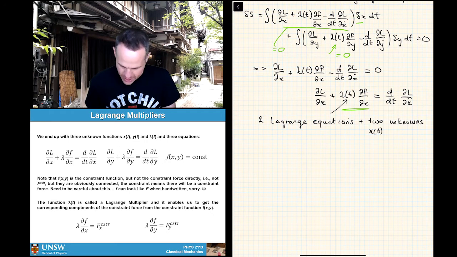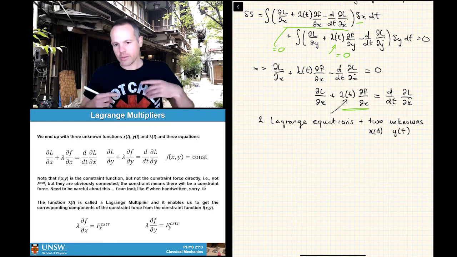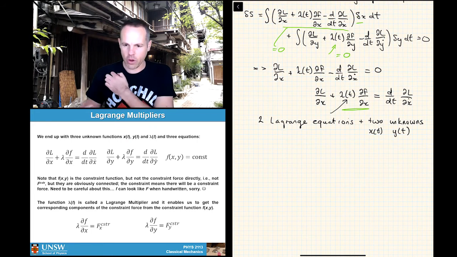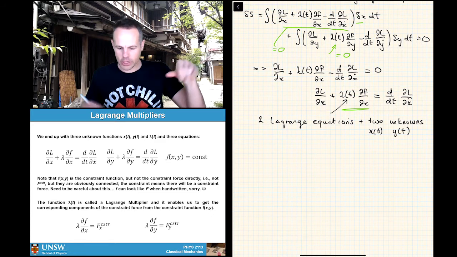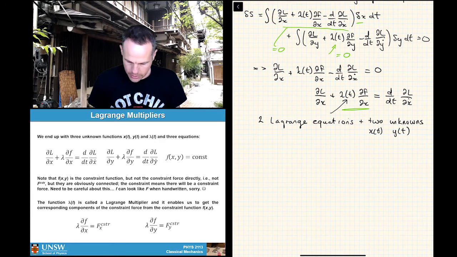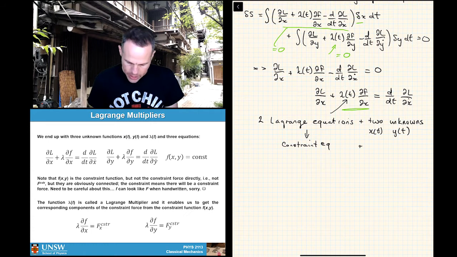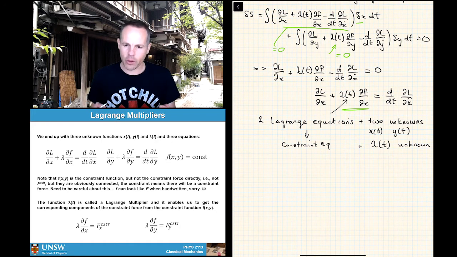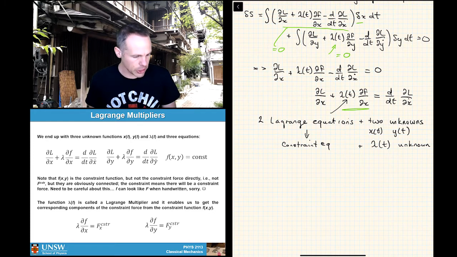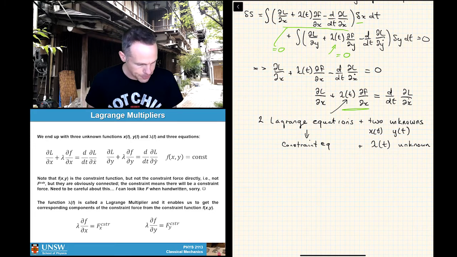So x of t and y of t. And normally that's what we would have, right? If we were not ignoring our constraint force here, we would have two equations, two unknowns, and work from there. What we do in this approach now is that we have also a constraint equation, and we have lambda of t as an unknown. And so really all we're doing here is just adding one more equation and one more unknown to our system so that we can access a little bit more information in the system, okay?